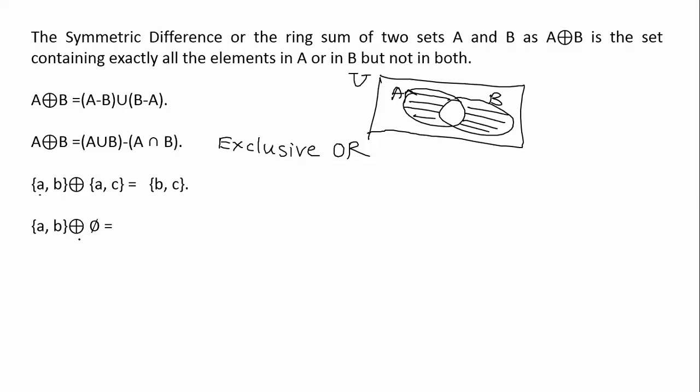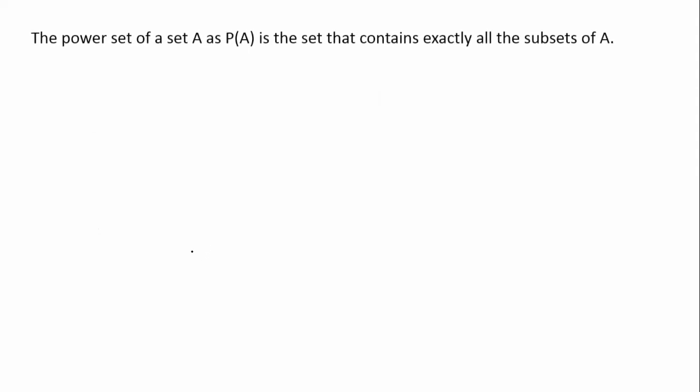Then any set ring sum with the empty set will be that original set. Any set ring sum with itself will be an empty set. So these are very much obvious things. Then we are going to concentrate on the power set of a set. So here the power set of a set A, P(A), is a set which contains all the subsets of it. So we are going to understand these things in better and better ways.